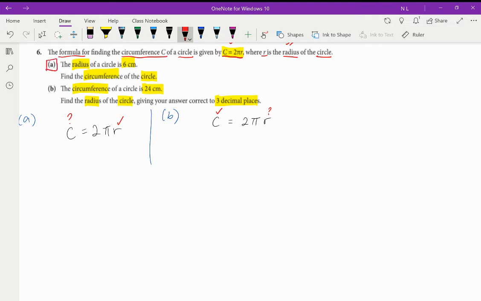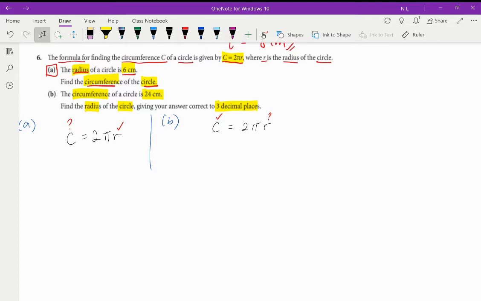So in part A, they tell us that the radius of a circle is 6 cm. So how do we find out the circumference of the circle? First step, to help you better, you write down the formula first. So the formula is C, which is the circumference of a circle, equals 2 times pi times r. So you want to find out the circumference, and we are given the radius. So I replace all my variables with the numbers given to me. So 2 times pi times r, where r is 6 in this case. Next, all I need to do is to key into my calculator.